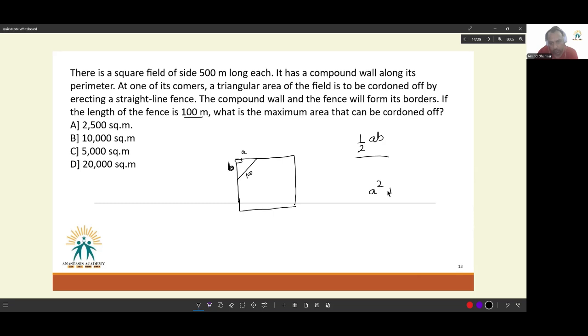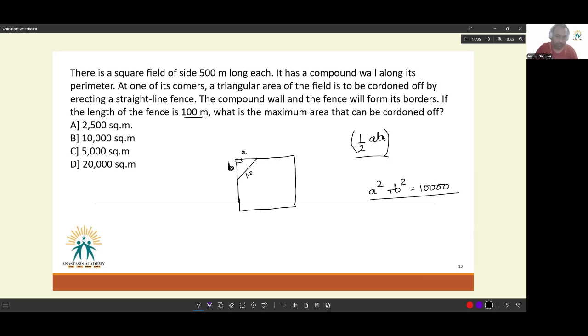Also, I know A square plus B square is equal to 10,000. Now, here, what you can potentially use is a concept from algebra called substitutability. If I change A with B here, this expression does not change. And therefore, one extrema will lie when both of them are equal. The other extrema will lie when one of them is everything and the other one is absolutely zero.